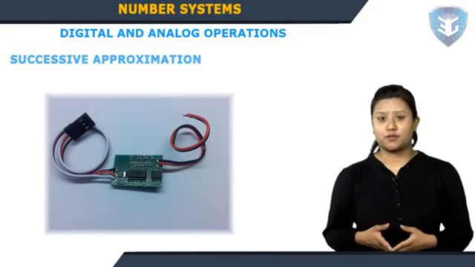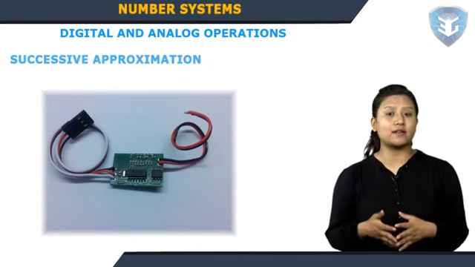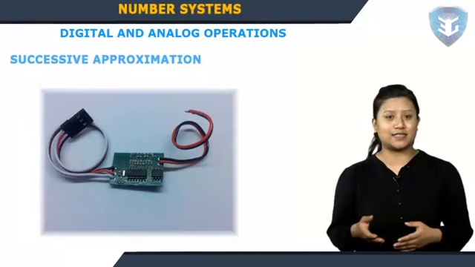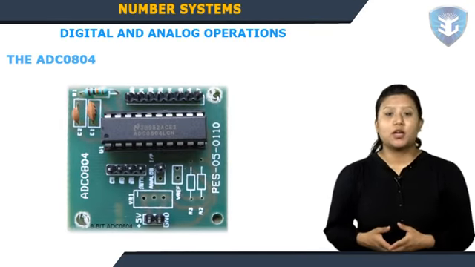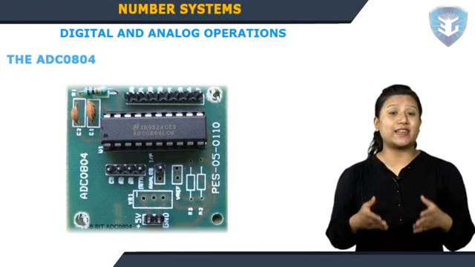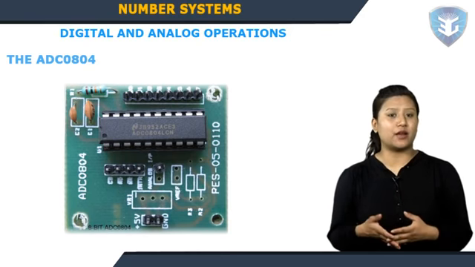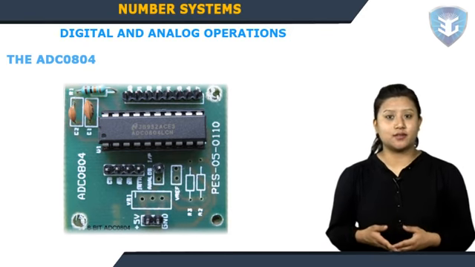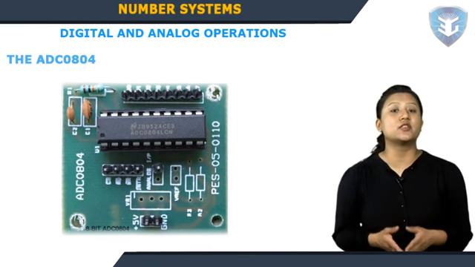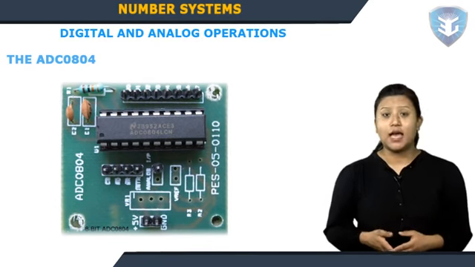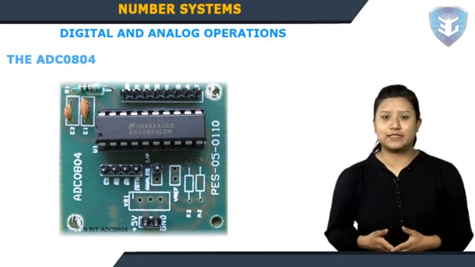Successive approximation. The successive approximation method is thus the process of approximating the analog voltage by trying one bit at a time, beginning with the MSB. The ADC 0804. The ADC 0804 is an inexpensive and very popular AD converter which is available from a number of different manufacturers including National Semiconductor. It is capable of digitizing an analog input voltage within the range of 0 to plus 5 volt DC, and it only requires a single DC supply voltage, usually plus 5 volt DC.